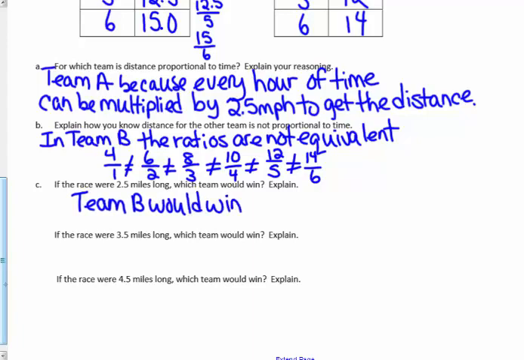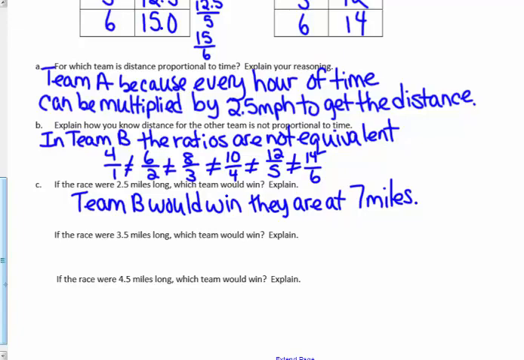Why? Because they're at 7 miles. They've gone further. Why have they gone further? Because in that first hour, they ran 4 miles. That's why they had kind of a head start.